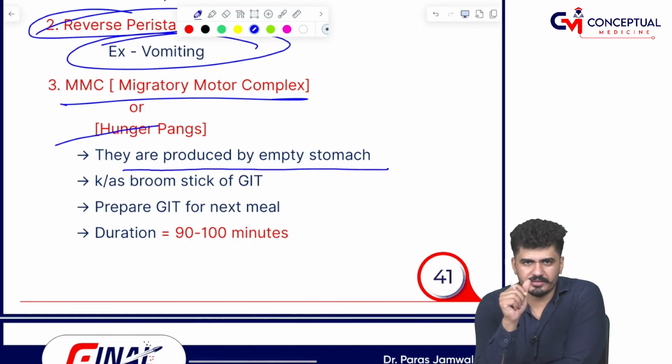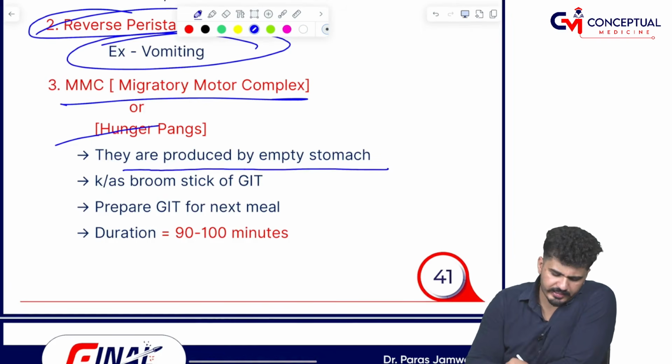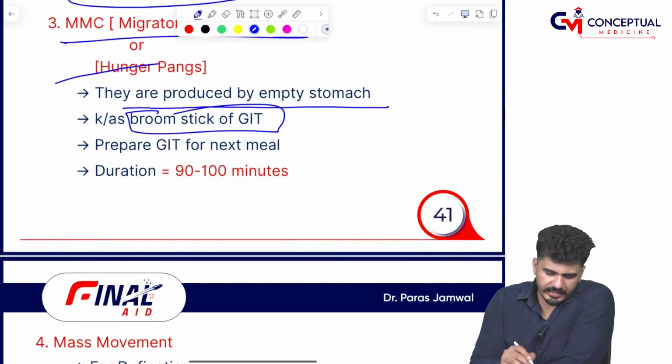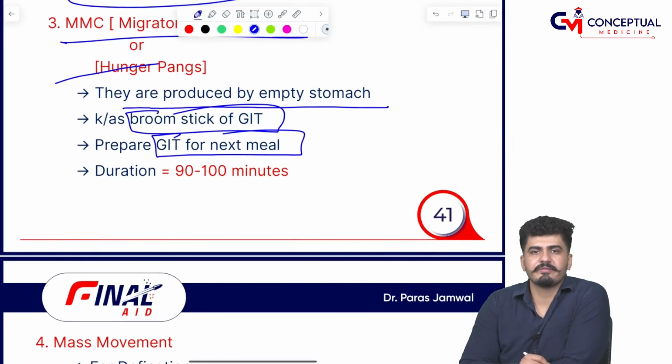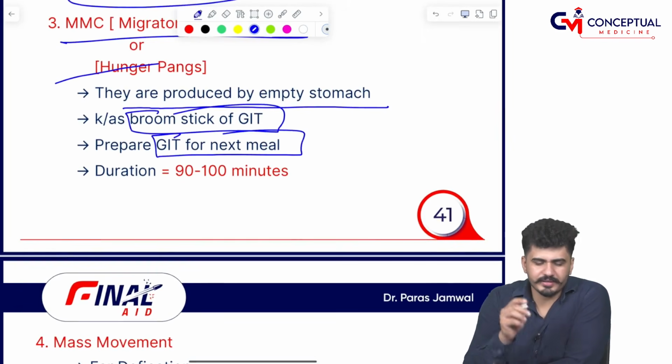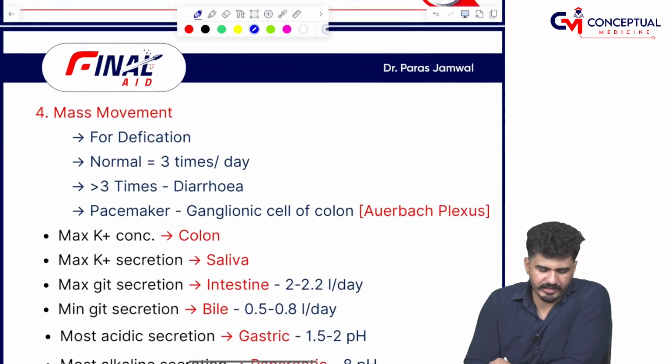जो छोटा छोटा अंदर सामान रह गया उसको निकालने के लिए, that is why this is called the broomstick of GIT. They prepare GIT for the next meal. We feel like good आवाज, that happens every 90 to 100 minutes.